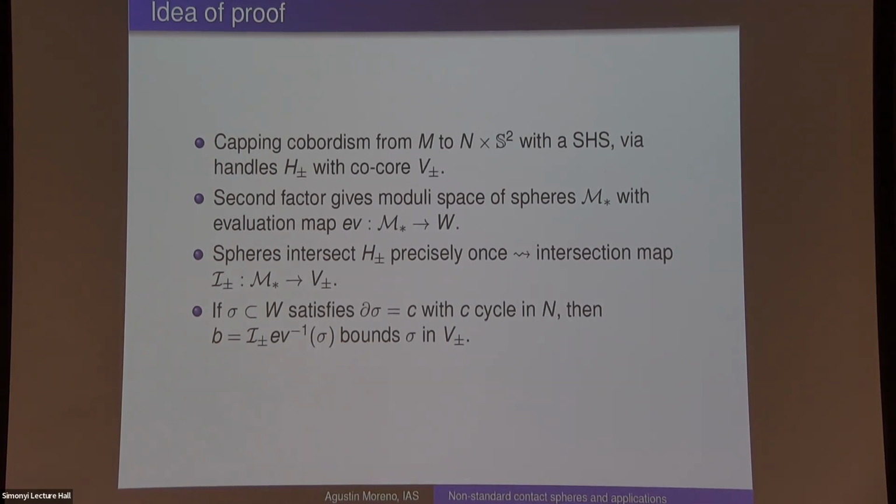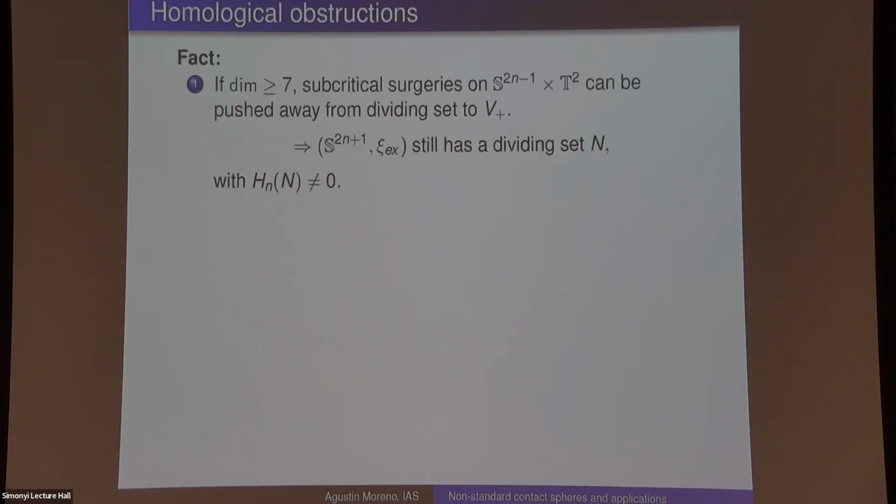Okay, so this is the idea of a proof, and the idea would be to try to leverage this for our situation. First of all, there's the following fact. If I take my Bourgeois manifold as one of these convexly decomposed manifolds and do surgery on it, and the dimension is high enough, subcritical surgeries can be pushed away from the dividing set by dimensional reasons. So after surgery, the sphere that I get still has the dividing set naturally included there. And because you did subcritical surgery, the homology in degree n is not changed.